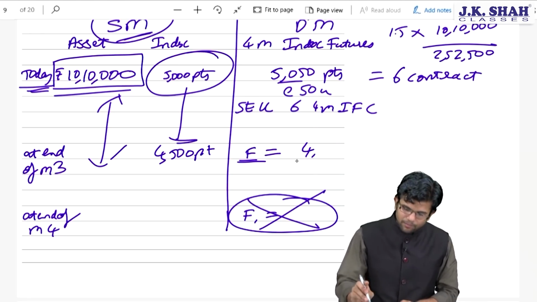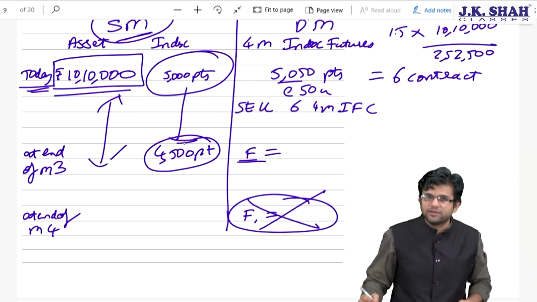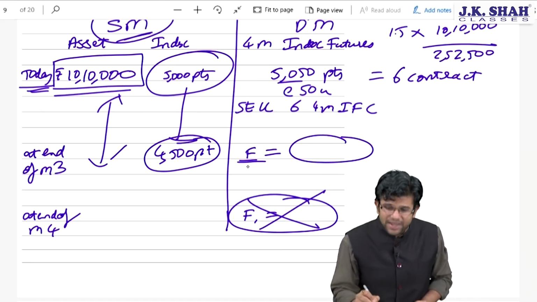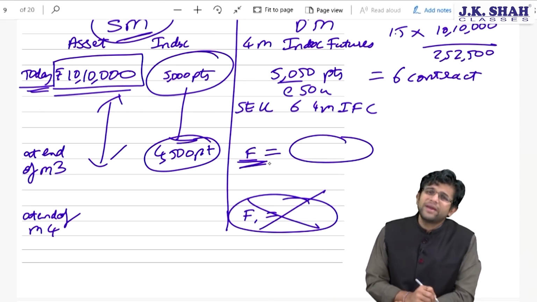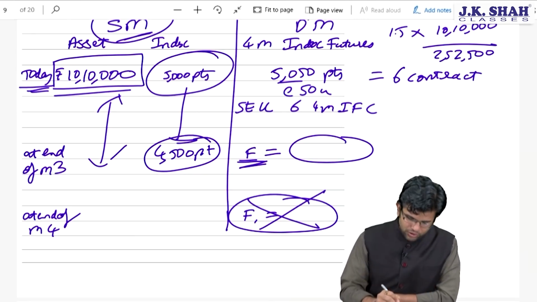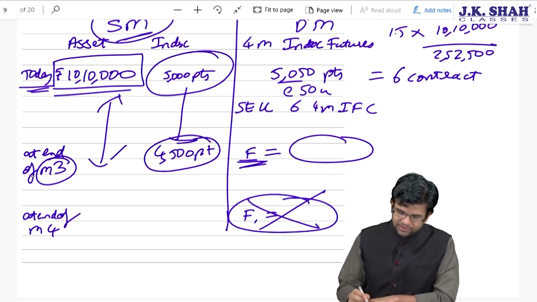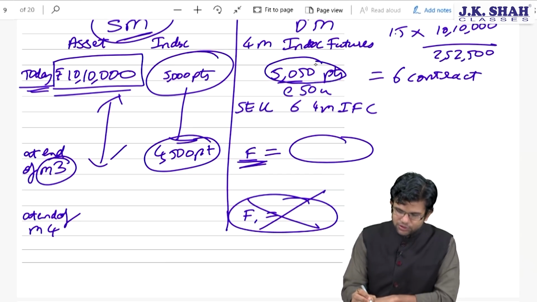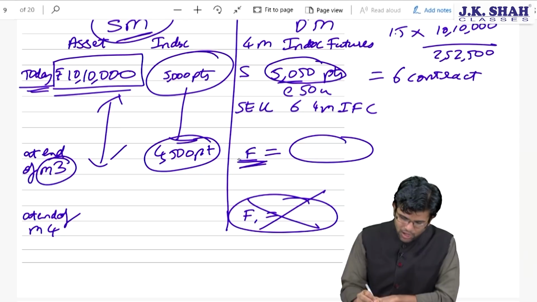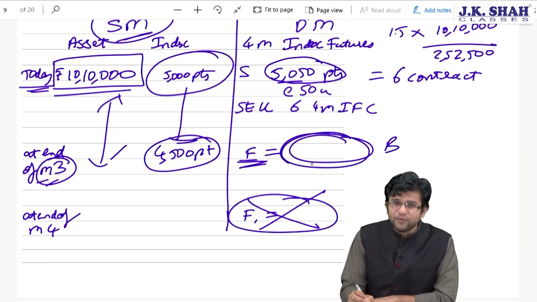Everybody following? But do you therefore also realize that I have nothing to do with this 4,500 points? I want the futures price. Now how do I get it? Because the question is saying that when you close out the futures at the end of month 3, you had taken a position at 5050. You had shorted the futures, right? You had sold futures at 5050. At the end of month 3, you will buy the futures, correct? At whatever the futures price is trading then, which is what I don't know.